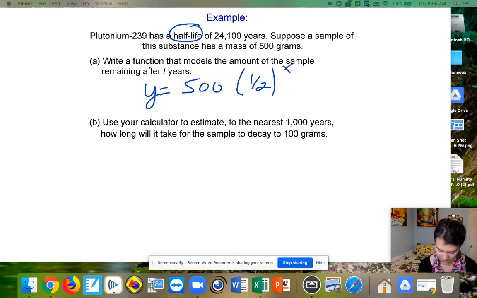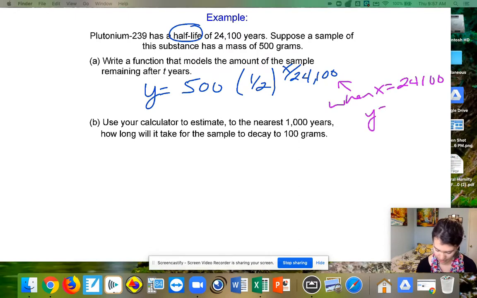And then our time here is a little weird. We have to divide by our 24,100 years because we want to get 250, so half of 500, when we're at x equals 24,100 years. But if I just do x, well, then we're going to get to 250 at 1 year. We don't want that. So this scales it. So when x equals our 24,100 or our half-life, then y equals 250.